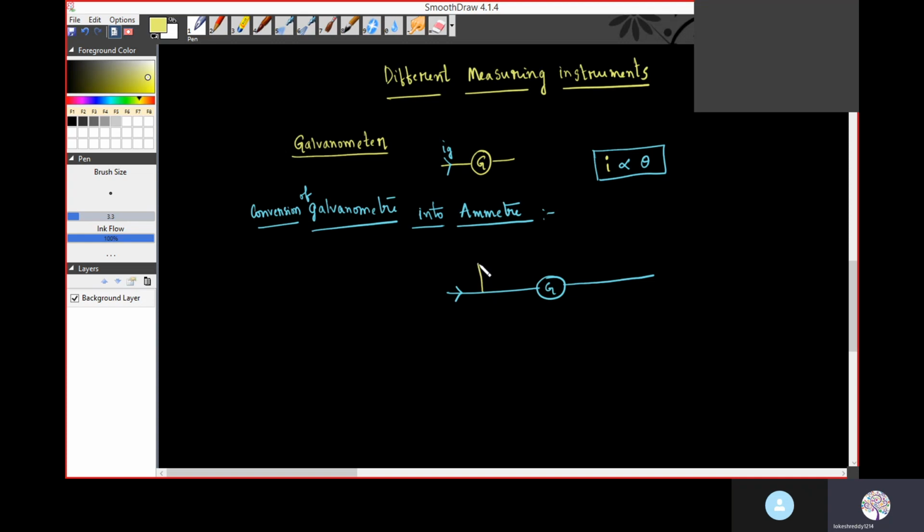We have to connect a small resistance in parallel to the galvanometer coil. We call it the shunt resistance. Here this current is I, and this is Ig. At the junction, I current is flowing and Ig is flowing in this direction. So here the current will be equal to I minus Ig.